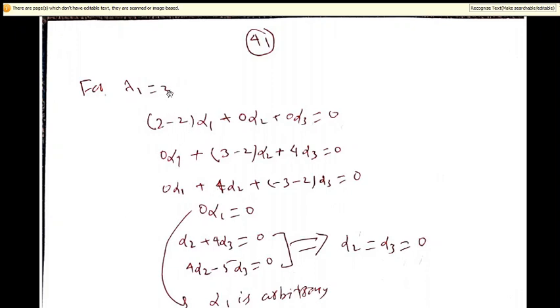Now we will make use of equation number 4 from page 34 for lambda 1 equal to 2. This would be the first equation, this would be the second, and this would be the third. Now from the first equation you can see that 0 alpha 1 equals 0. From the second you have alpha 2 plus 4 alpha 3 equals 0, and again from the third, 4 alpha 2 minus 5 alpha 3 equals 0.